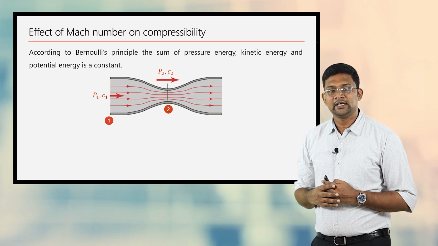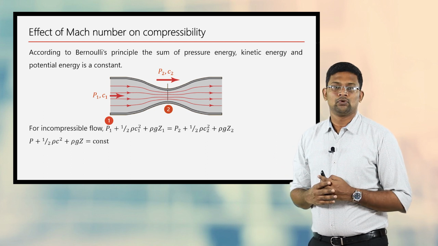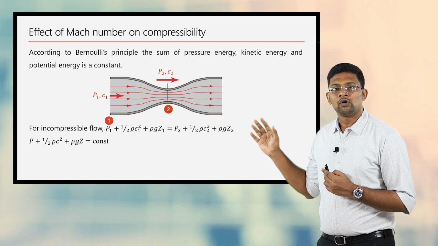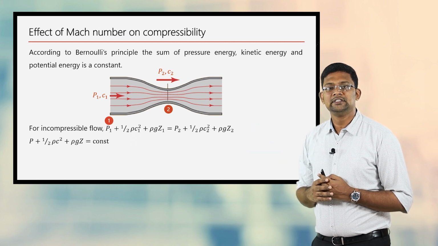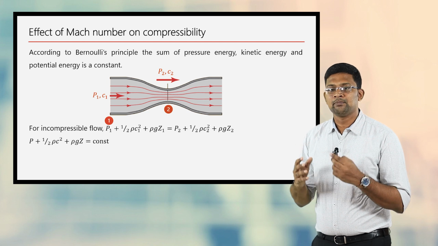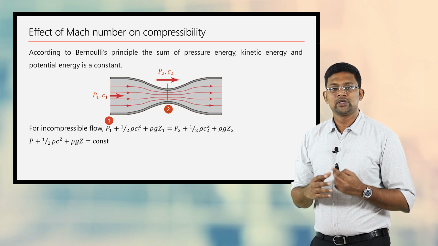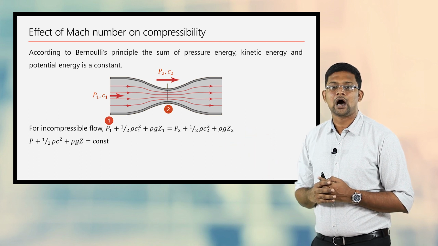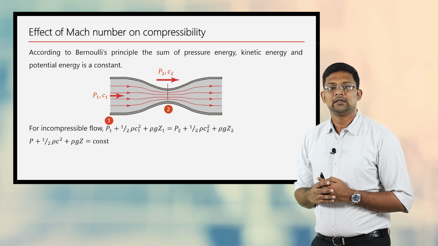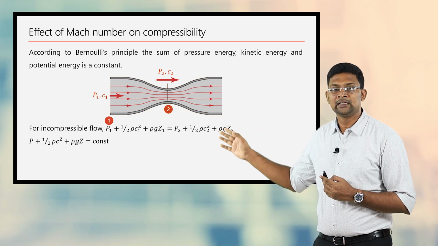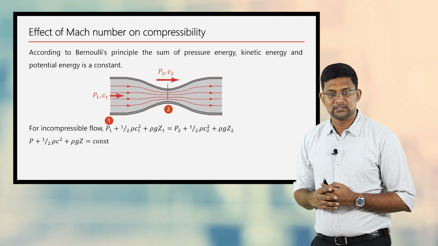Then, according to Bernoulli's principle, for an incompressible flow, that is, for fluids whose density remains a constant, P1 plus half rho C1 square plus rho g Z1 is equal to P2 plus half rho C2 square plus rho g Z2. That is, the sum of pressure energy, kinetic energy per unit volume, and potential energy per unit volume is a constant. Or in other words, P plus half rho C square plus rho g Z is a constant. Here we are not indicating rho 1 and rho 2 because this is the case for an incompressible fluid, so the density remains a constant.